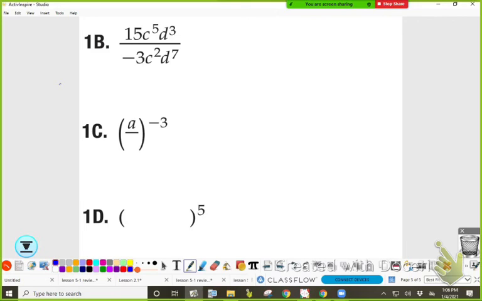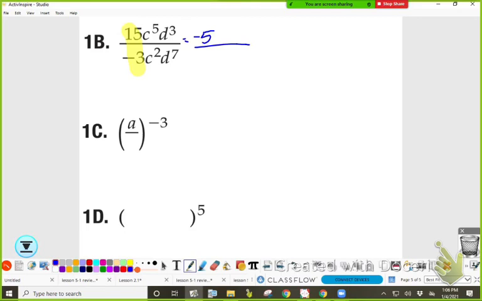In the denominator, you should write negative 3 c squared d to the 7th. Okay, start with your numbers first. 15 divided by negative 3 is what? Negative 5. Wouldn't that be on the bottom? Why would it be on the bottom? It's not a negative exponent. It's a negative number.